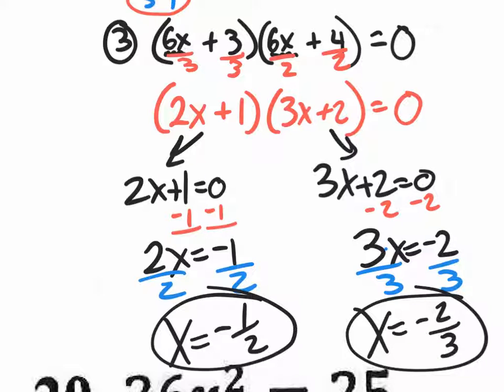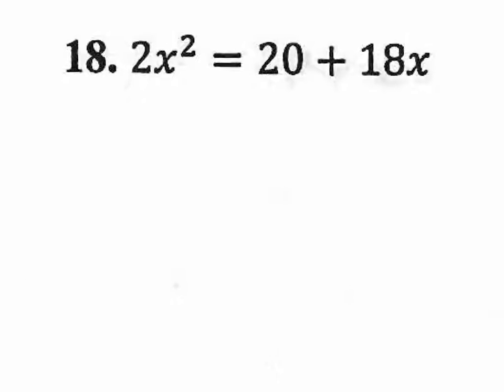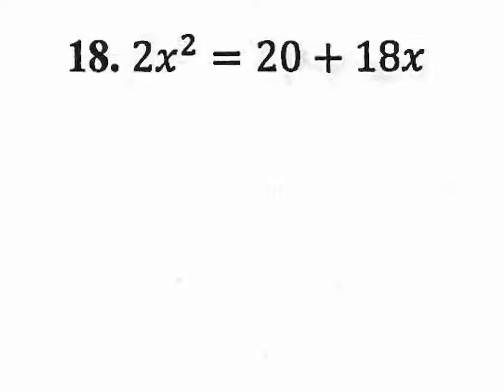Let's move on. So this was 17. Let's move on to 18. Once again, if you think I want to get x by itself, you cannot get x by itself because you have two different types of x's. You have an x squared over here and an x over here. So you cannot go about getting x by itself. So once again, you're going to have to move things over.